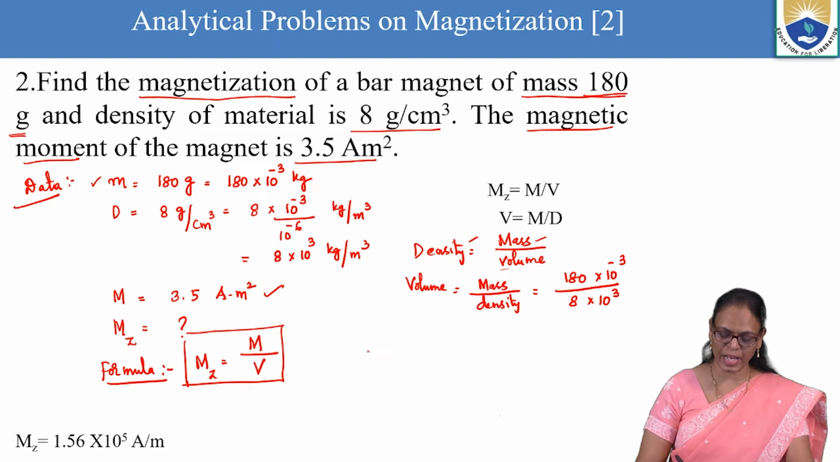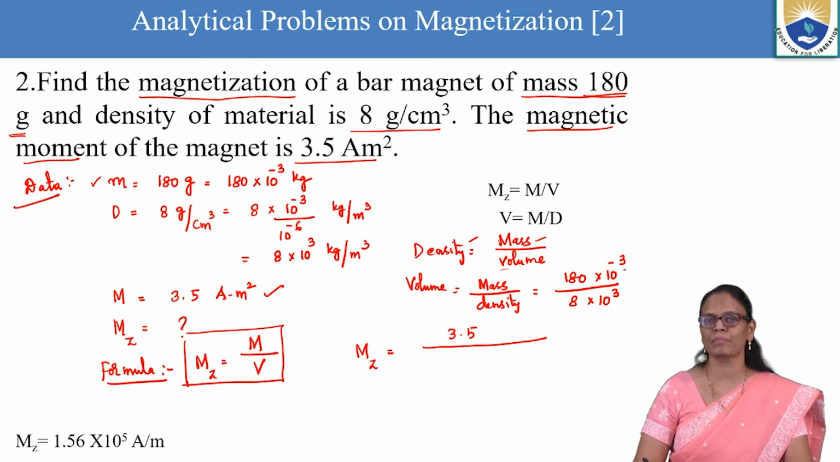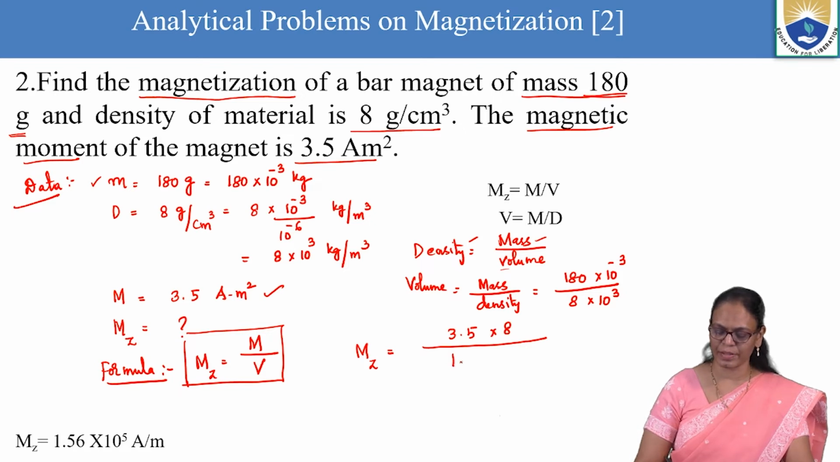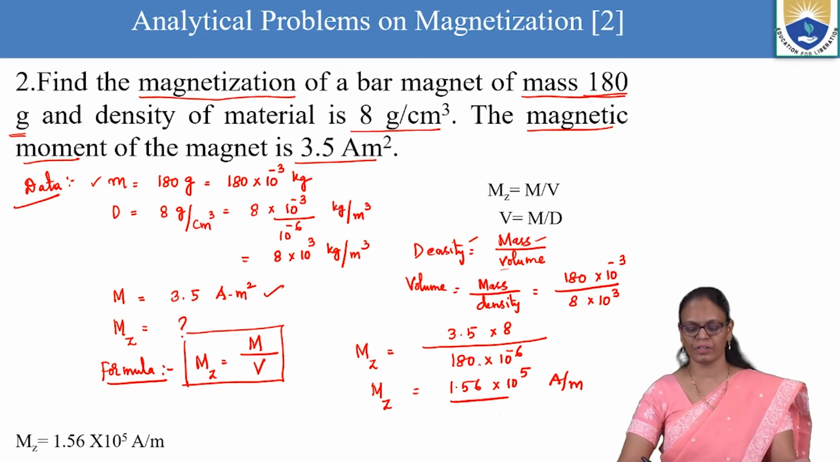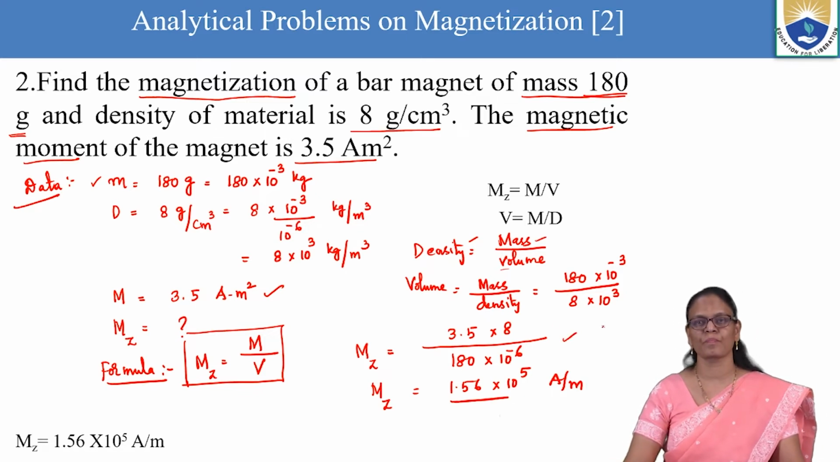Now we have to find Mz. Mz will be equal to the magnetic moment 3.5 divided by, I can take this to the numerator, it will become 10 power minus 6, so into 8 by 180 into 10 power minus 6. So the value of Mz we get from here is 1.56 into 10 power 5 ampere per meter. So you can use your calculator to find out these values.